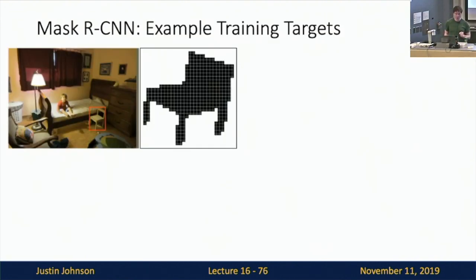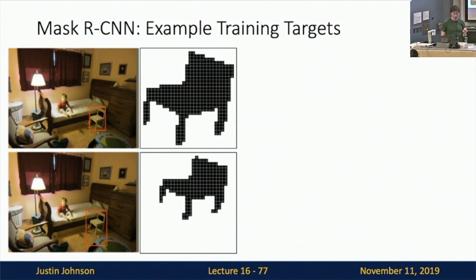What this means is that the training targets for these segmentation masks are aligned to the bounding boxes of the region proposals. So, for example, if our region proposal was this red box in the image, and the category we were trying to detect was chair, then the target segmentation mask for Mask R-CNN would be this foreground-background segmentation mask warped to fit within the chair bounding box. And had our region proposal been different, then our target segmentation mask for instance segmentation would have been different as well.